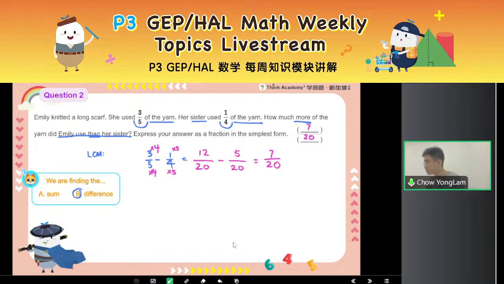Oh, some of you even gave a decimal. But if the question says fraction, give it in fraction form, all right? Now, with that, that is just basic fraction addition and subtraction word problems.